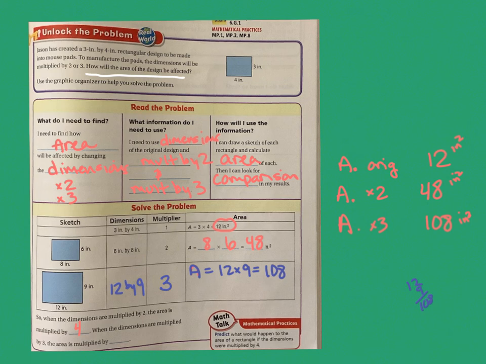So if that's the case, think about what it would be for when we multiplied each side by 3. How much bigger was 108 compared to 12? If it was increased by 3 this way and by 3 this way, 3 times 3 is 9. This should be 9 times bigger, and it is. So when dimensions are multiplied by 3, the area is multiplied by 9. The squared version, to the second power version of the amount we increased it by. So that was the pattern they were wanting you to see.